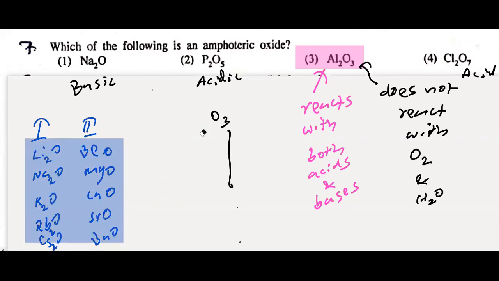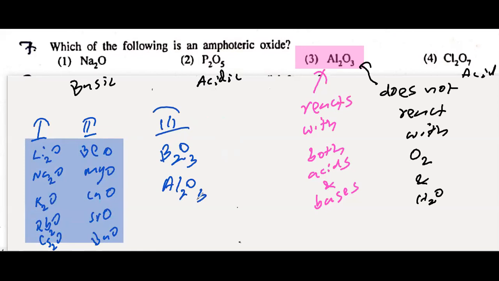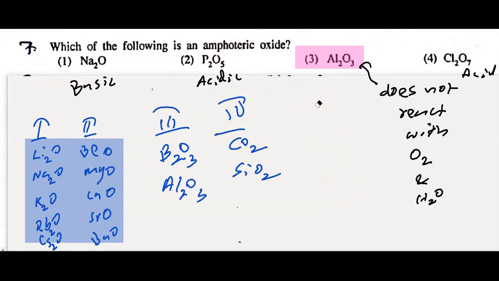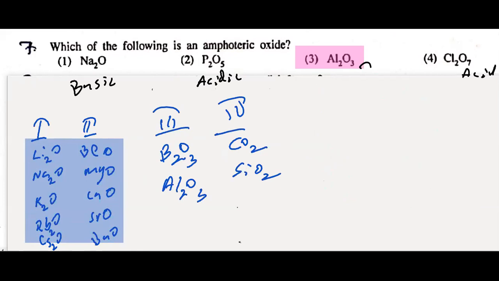Group 3, this is how you can easily remember. B2O3 is slightly acidic, boron. Aluminium, Al2O3, is amphoteric. Then group 4: carbon dioxide acidic, silicon dioxide acidic. That means most of the non-metallic oxides are acidic. Metal oxides on the leftmost side are basic. That's why we can easily remember.